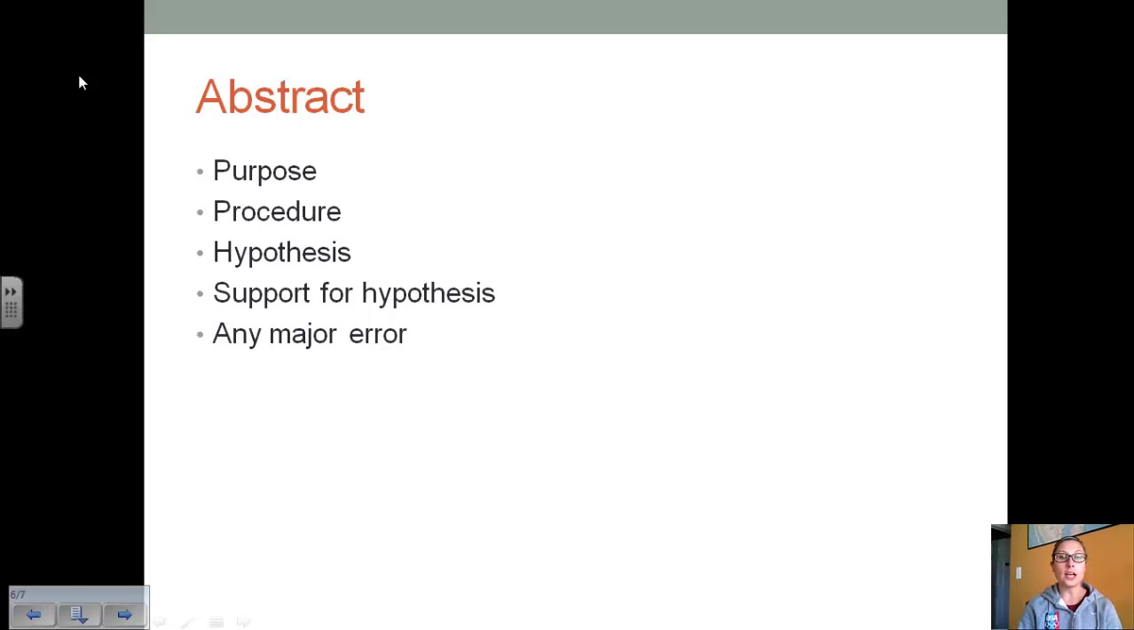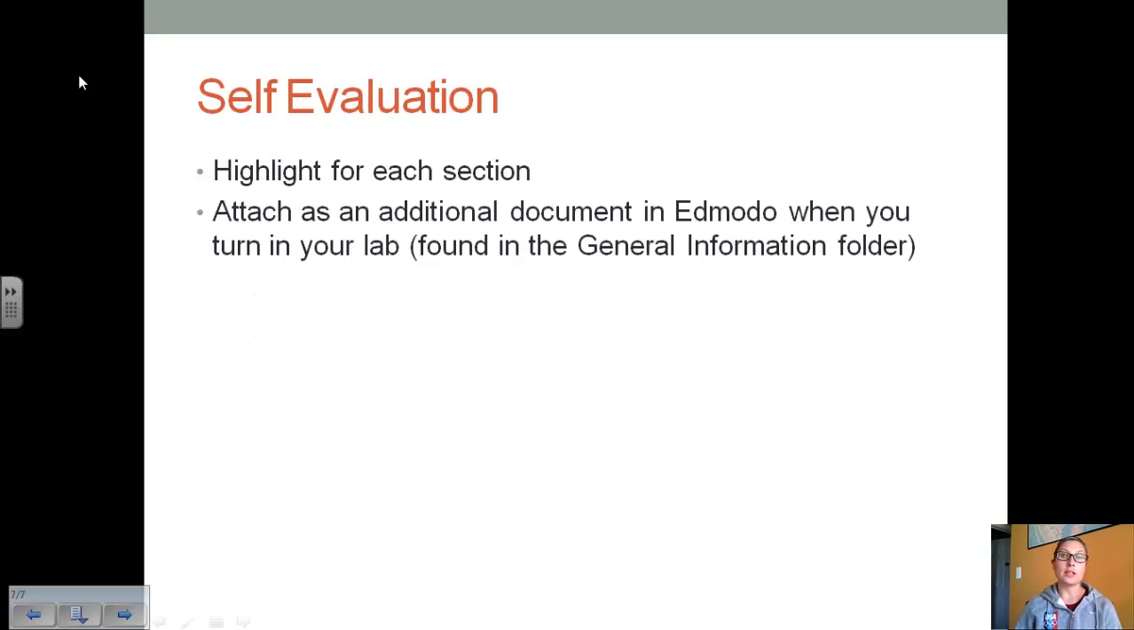Alright, so we'll be checking this pre-lab before you can conduct the actual lab. And then once you're done, remember that you also need to include the self-evaluation. You're going to highlight or do a self-grade on each section and attach it as an additional document in Edmodo when you turn in your lab. And if you can't find the rubric, it's found in the general information folder.